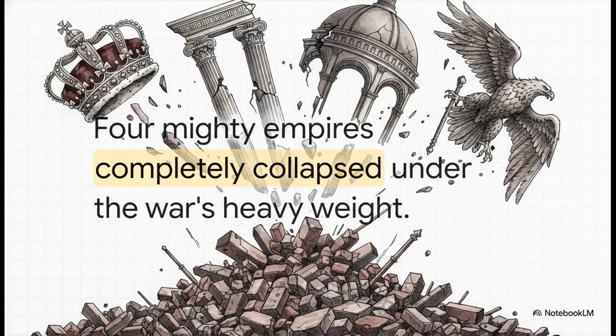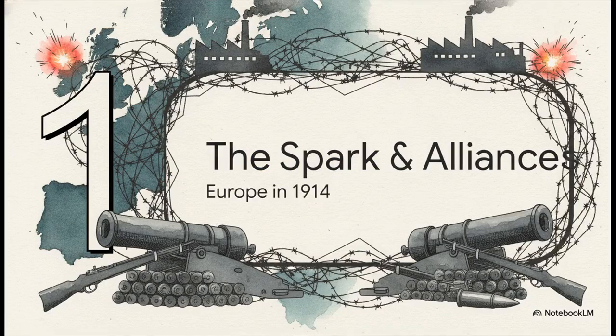The geopolitical destruction was absolute. 4 mighty, centuries-old empires just collapsed under the sheer weight of this war. The entire global hierarchy was completely dismantled, just left in ruins. But how exactly did the world go from a state of peace to the total destruction of global empires? Part 1. The Spark and Alliances, Europe in 1914.